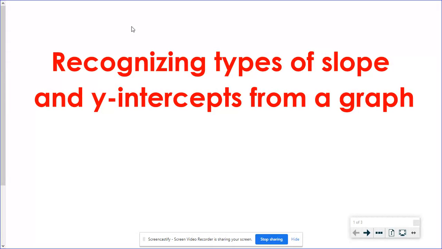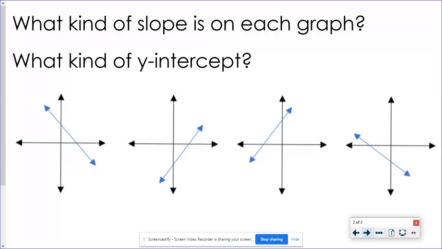Today we're going to be talking about, instead of just you doing the graphs from an equation, looking at a graph and recognizing what kind of slope you have. Is it a positive slope or a negative slope? What kind of y-intercept you have, positive or negative? So you'd be able to identify what kind of information you would need in your graph.